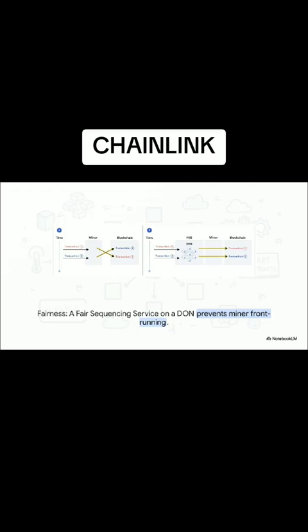A DON can run what's called a fair sequencing service, or FSS. This service basically acts as a neutral referee, guaranteeing that transactions are processed in the exact order they were received. It creates a truly fair and level playing field for everyone.